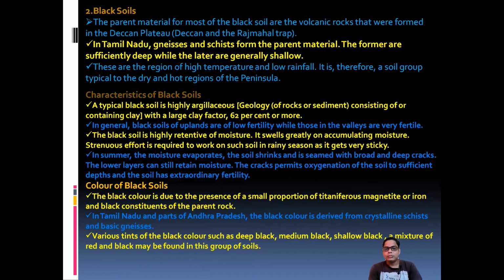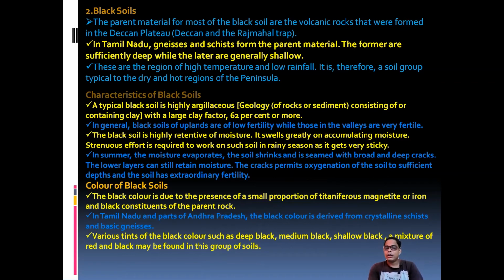In Tamil Nadu and parts of Andhra Pradesh, the black color is derived from crystalline schist and basic gneisses. Various tints of the black color, such as black, deep black, medium black, shallow black, and a mixture of red and black, may be found in different parts of India.